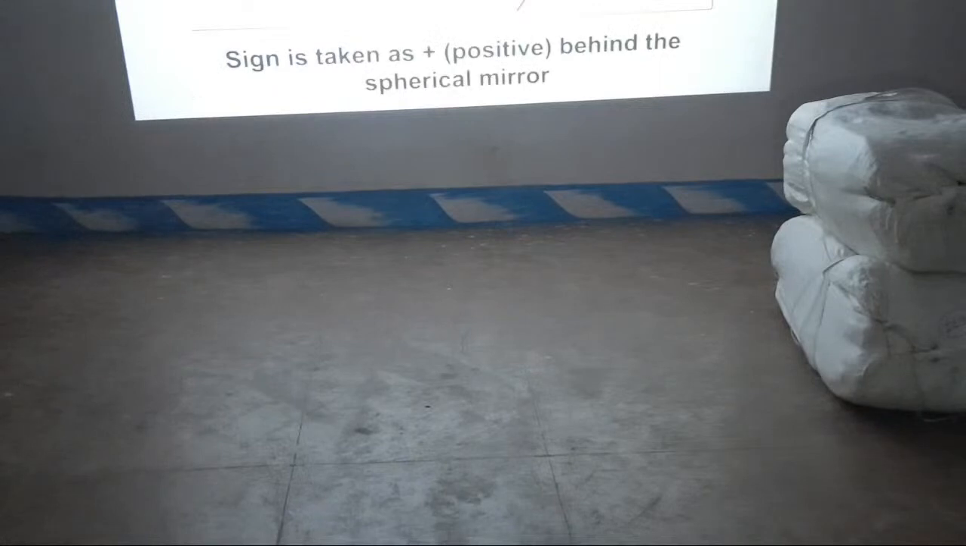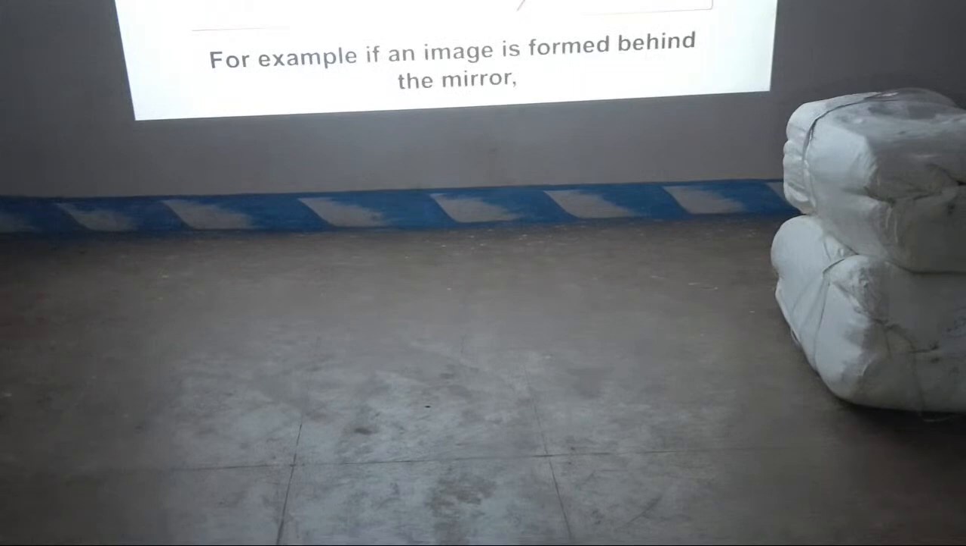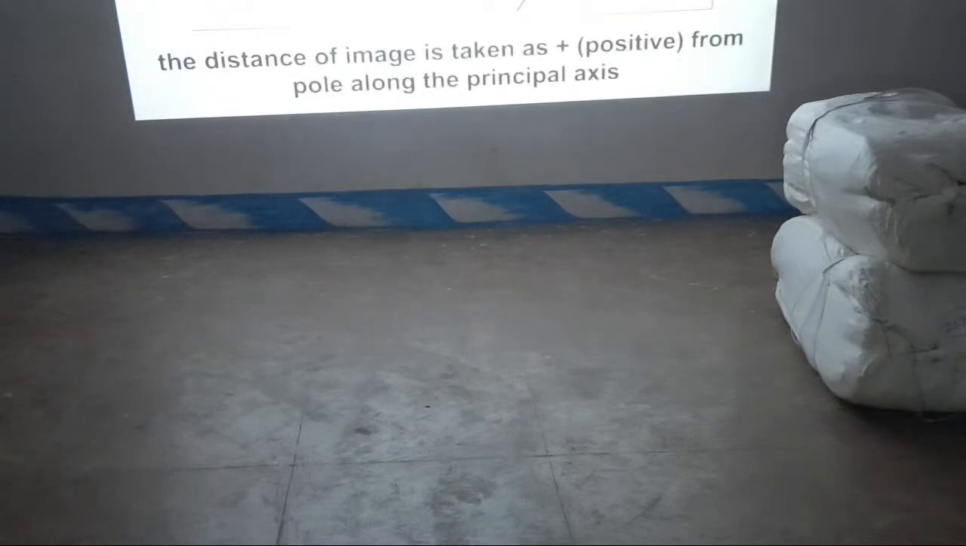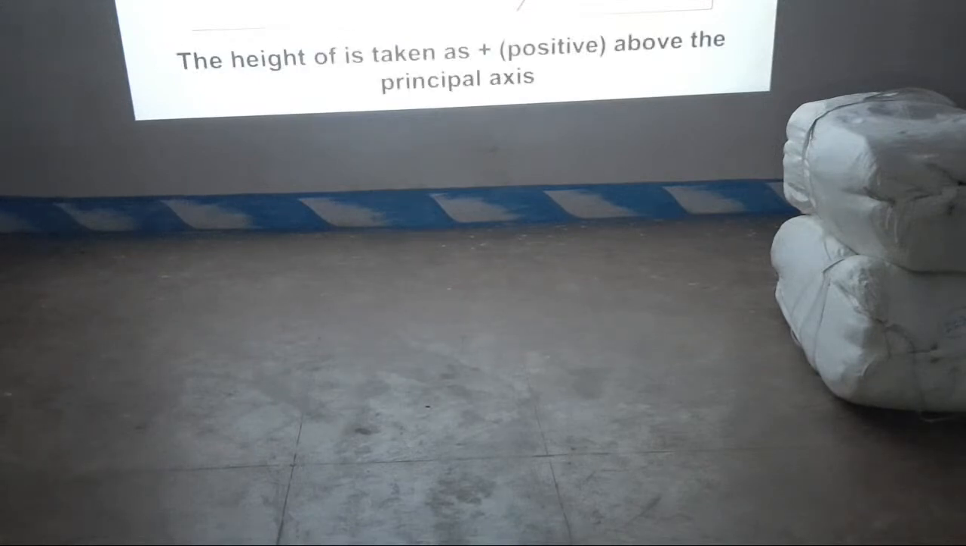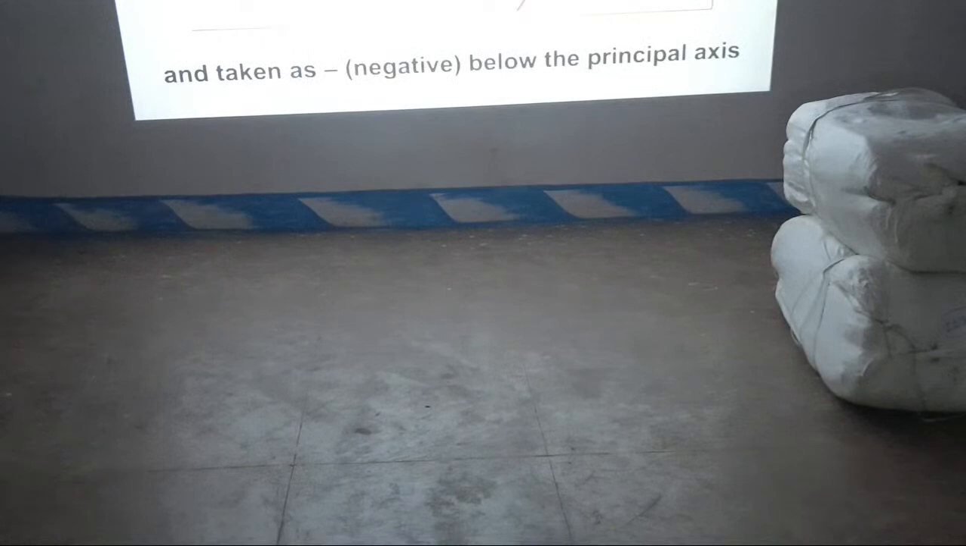Sign is taken as plus, positive, behind the spherical mirror. For example, if an image is formed behind the mirror, the distance of image is taken as positive from pole along the principal axis. The height is taken as plus, positive, above the principal axis and taken as minus, negative, below the principal axis.